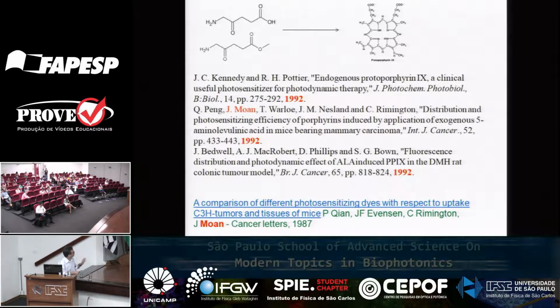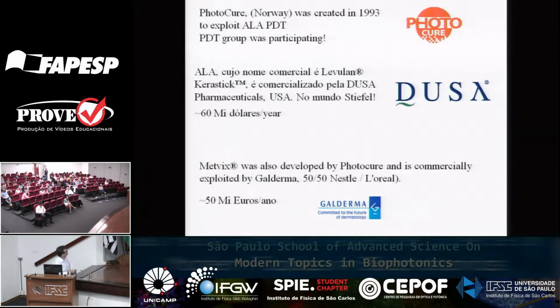But the group that really made this into a technology was the group of Norway. There was this guy, Moen, and these people started to develop for PDT in the early starts, and they were also competing here. But in the end, they founded in 1993, so just after the publications, this company called Photocure. It was basically for using ALA. And ALA is still a success.